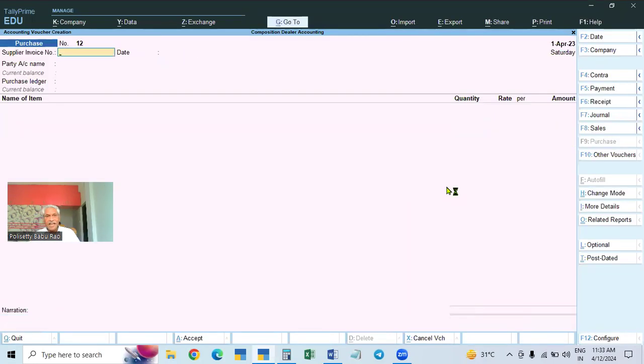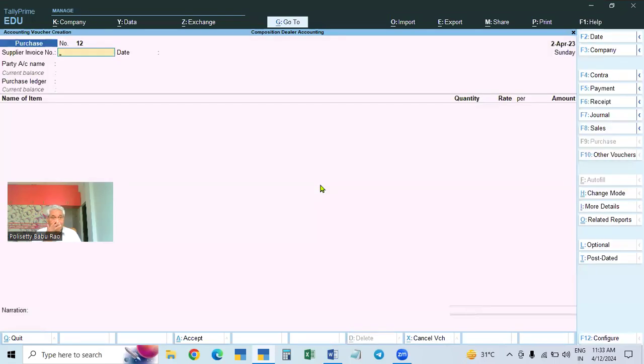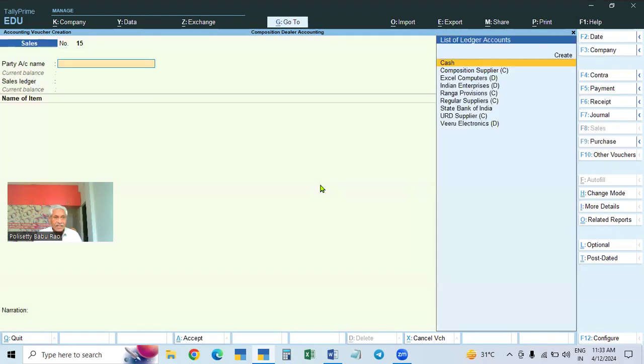So, purchases are completed. Now, we sell the goods. So, when selling the goods, on the purchase price, including tax, if there is tax, we add some profit and sell. Okay, now we will take up 2nd April, we are selling. 2nd April, we are selling, F8. So, for sales is F8. We are selling to the debtors.